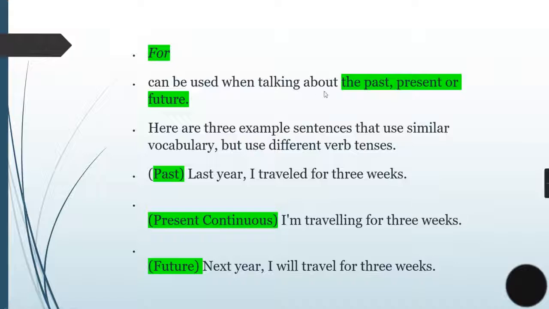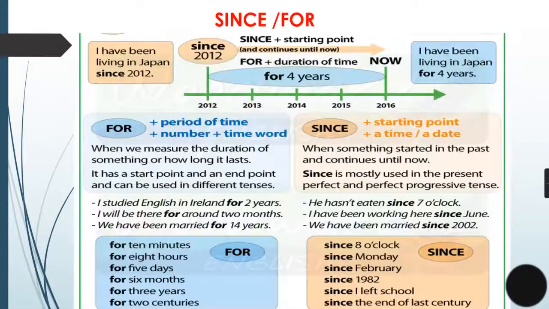Now for can be used when talking about the past, present or future. Here are three example sentences that use similar vocabulary but use different verb tenses. Past: last year I traveled for 3 weeks. Present continuous: I am traveling for 3 weeks. Future: next year I will travel for 3 weeks. So here you have to note that we can use for in past, present and future all three, and since we can use in perfect conditions.